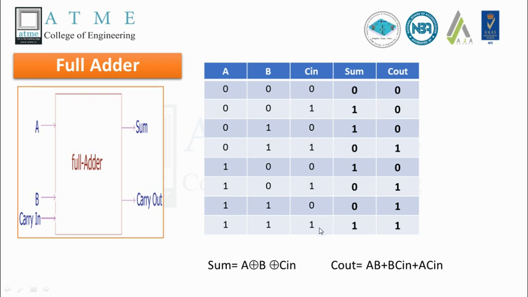The full adder can also be expressed in terms of Boolean expression. If we reduce this truth table, we will get the expression sum equals A XOR B XOR C in, and C out or carry out is equal to AB plus B C in plus A C in. This is the Boolean expression for full adder. Now we will try to develop the Verilog code using data flow statement. Then in the next stage, we will understand how to develop the full adder code by using two half adders.